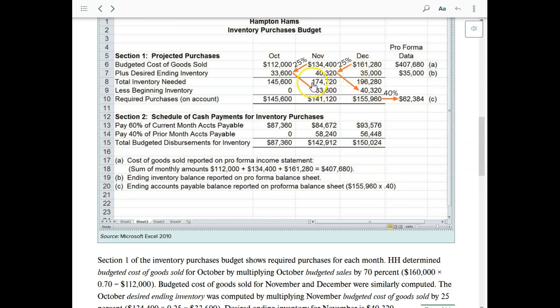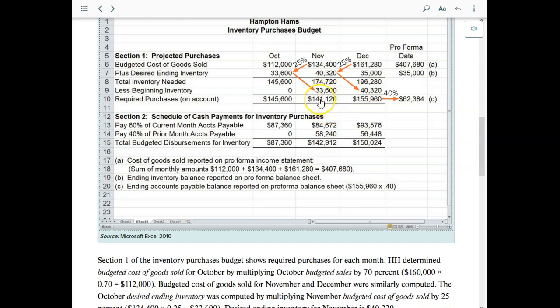Add it, and that's our total inventory needed for November, but here we did come into November with some inventory already on hand. Pull that away. This is a subtraction, so we only need to purchase 141,120 in November. We need 174,720, but we have 33,600 on hand at the beginning. We only need to purchase 141,120 during November. How do we pay for this?